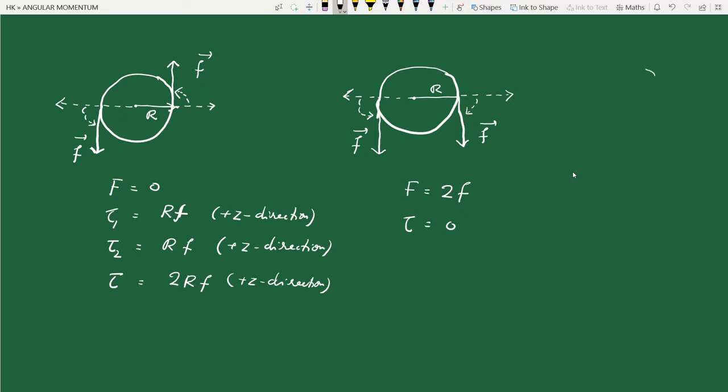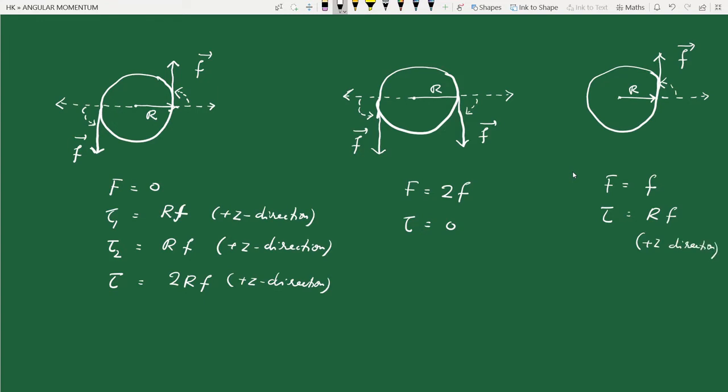Now consider a third situation. Here a force is acting tangentially in the upward direction, and that's all, only one force is acting. So what is the net force? The magnitude of the net force is F in the upward direction, and we know the magnitude of the torque is RF. What is the direction of the torque? You are rotating from R to F, which is in the plus Z direction. So RF in the plus Z direction. So this is a situation where there is a force as well as a torque.